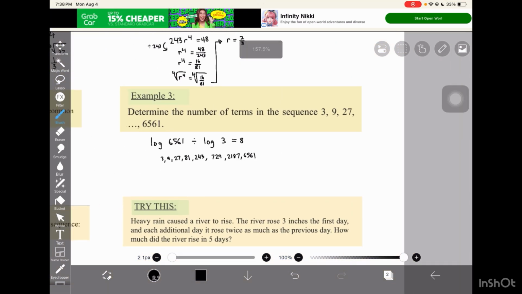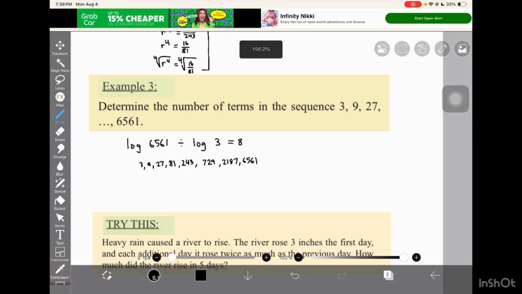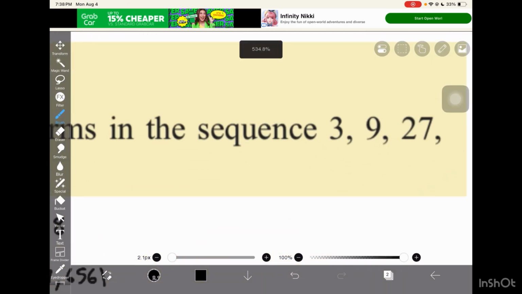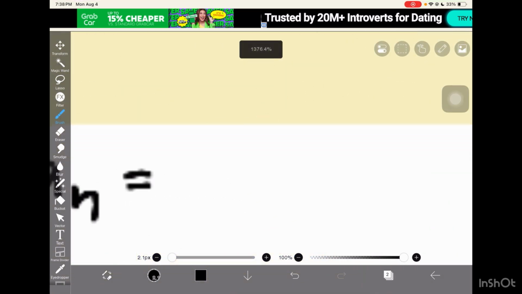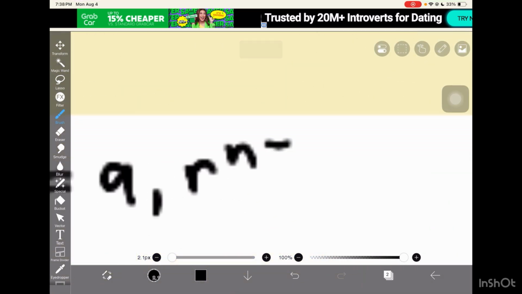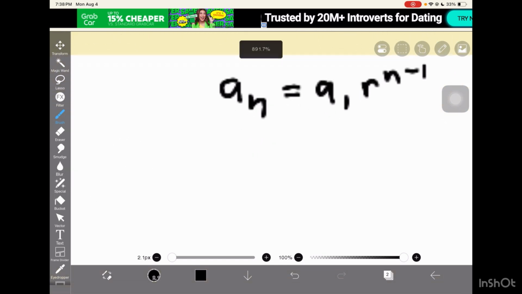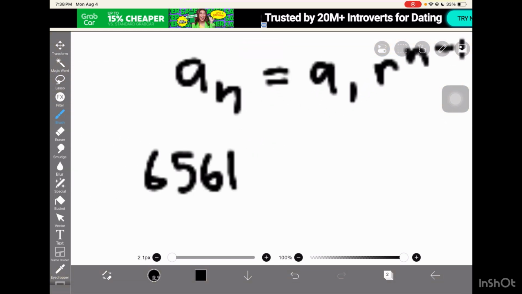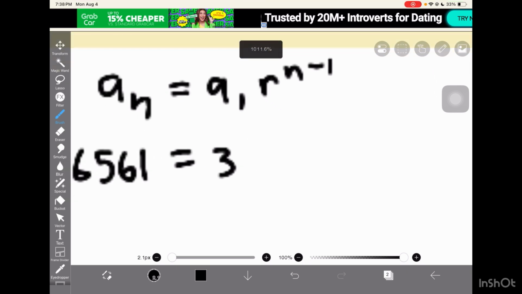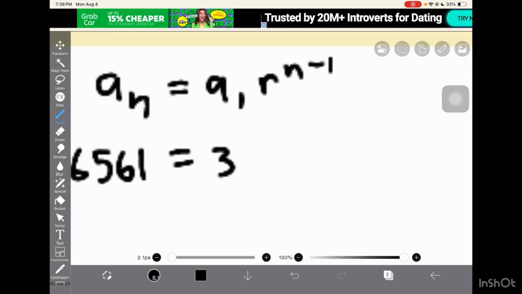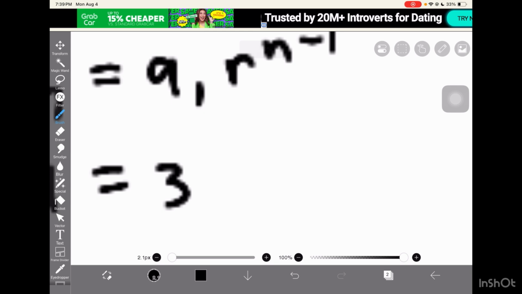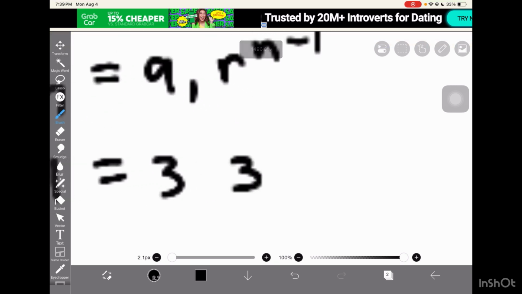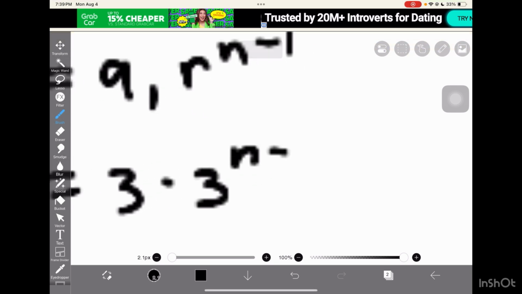The answer key is really glitchy, but once again, this utilizes the a sub n formula. a sub n is equal to a sub 1 times r raised to n minus 1. So once again, we can rewrite this as 6,561 is equal to 3 times, the ratio is 3, so 3 times 3 raised to n minus 1.